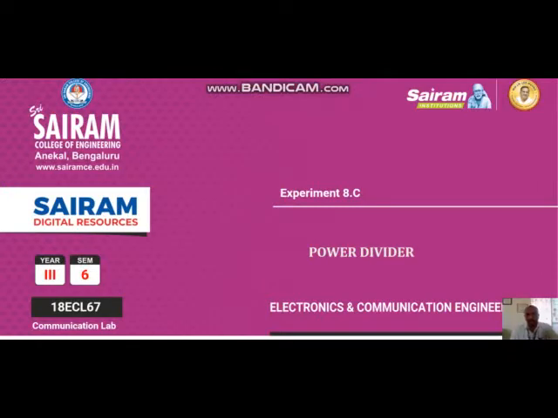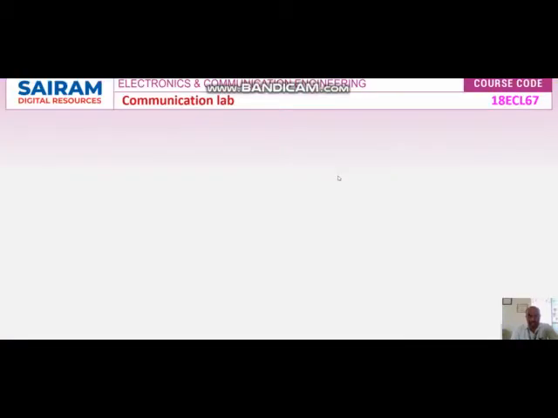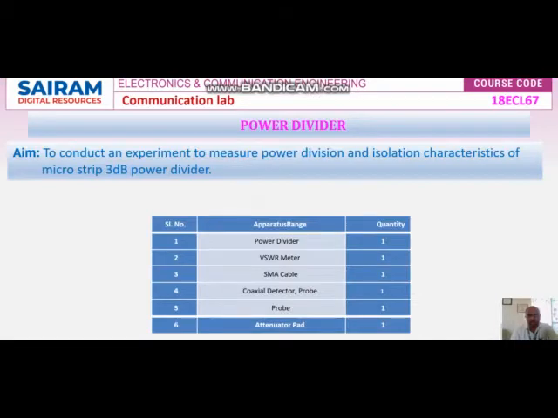Dear students, now we are moving on to the next experiment, that is the power divider. So what is the power divider? It is a 3-port device. A power divider is a 3-port microstrip device. The aim of this experiment is to measure the power loss between the ports, or power division, as well as the isolation characteristics of the microstrip 3 dB power divider.